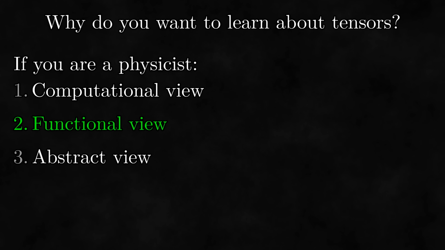If you are a physicist, I personally would suggest learning the functional view. However, I have to admit that many physicists in the past have used the computational view, so you might have to learn that too if you want to understand what other physicists have said. Furthermore, I don't know too much about this, but I have seen the abstract view of tensors being used in quantum mechanics, so you might have to figure that one out too. But you probably don't need to go all in on figuring it out.